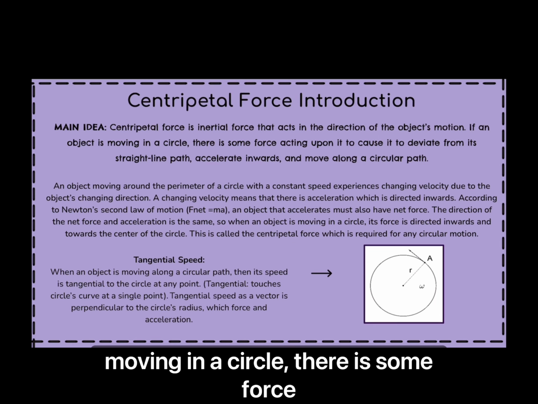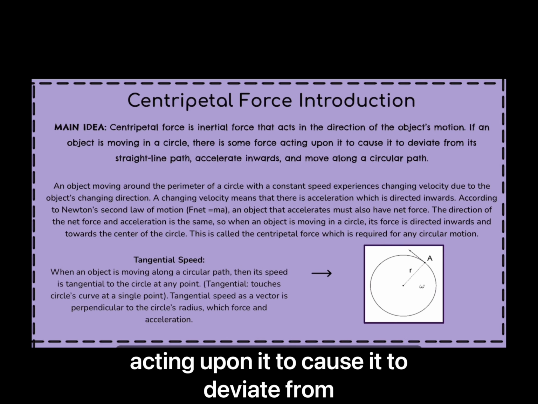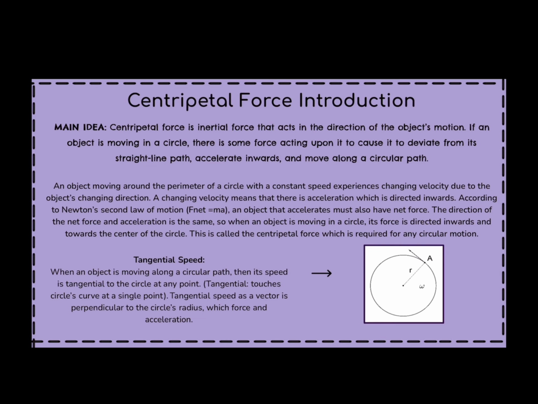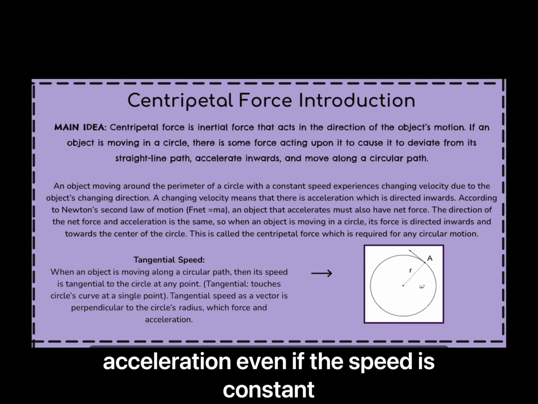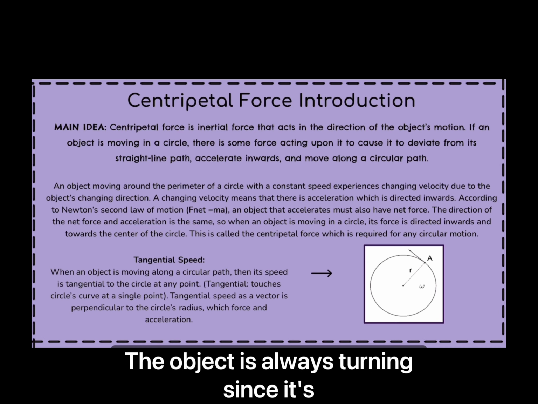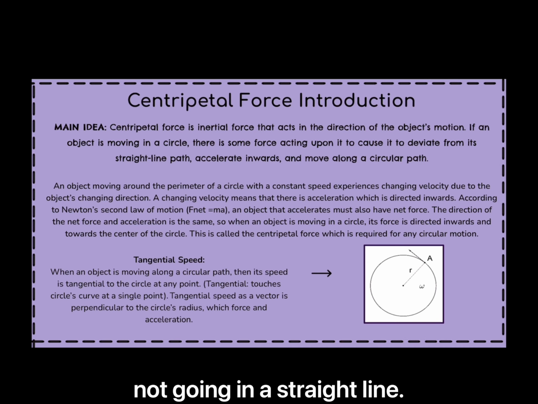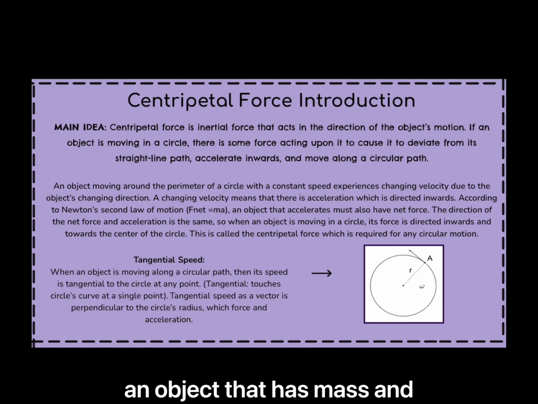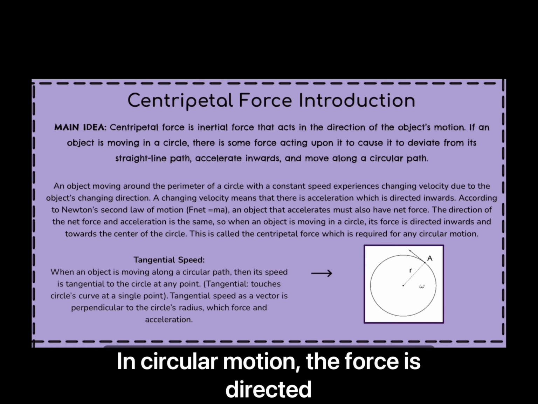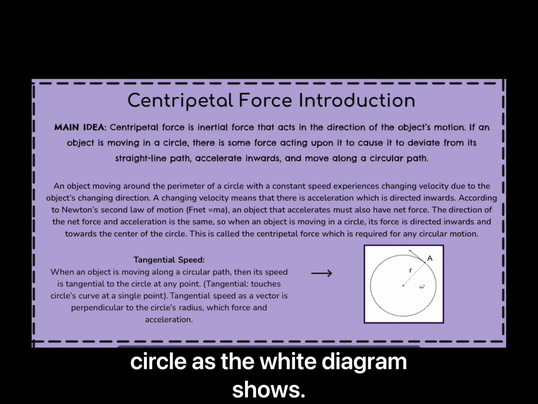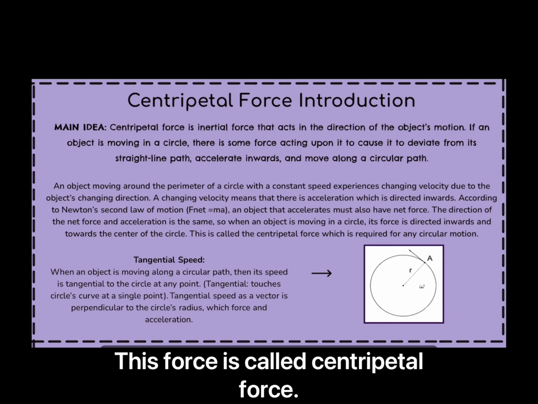If an object is moving in a circle, there is some force acting upon it to cause it to deviate from its straight line path, accelerate inwards, and move along a circular path. An object that moves in a circle has acceleration even if the speed is constant, because it is always changing directions. The object is always turning since it's not going in a straight line. According to Newton's second law of motion, that net force equals mass times acceleration, an object that has mass and acceleration has net force. In circular motion, this force is directed inwards, or towards the center of the circle, as the diagram shows. This force is called centripetal force.